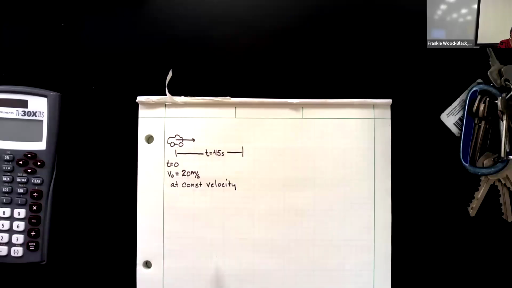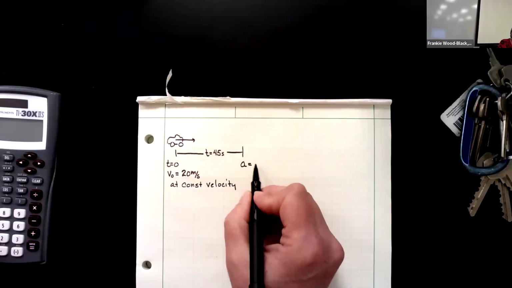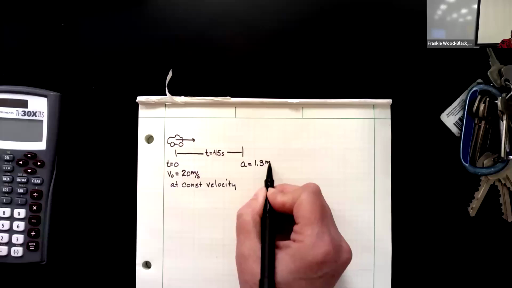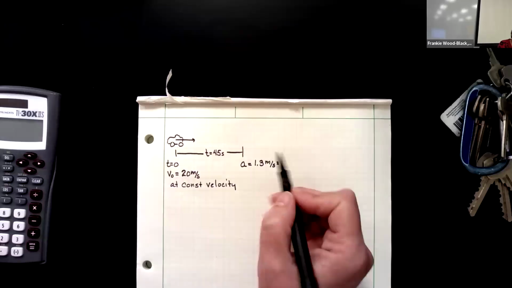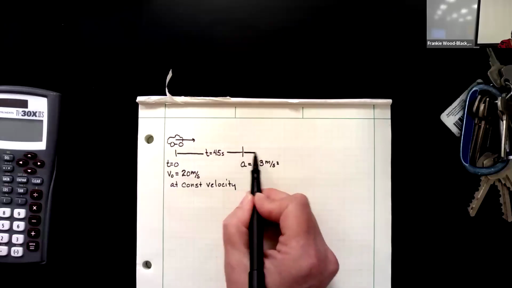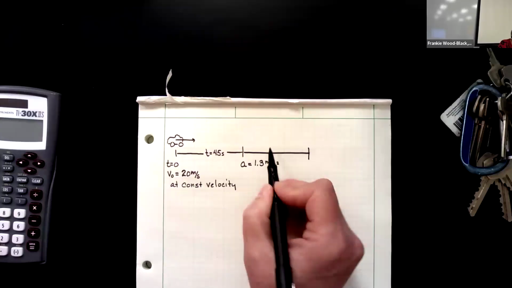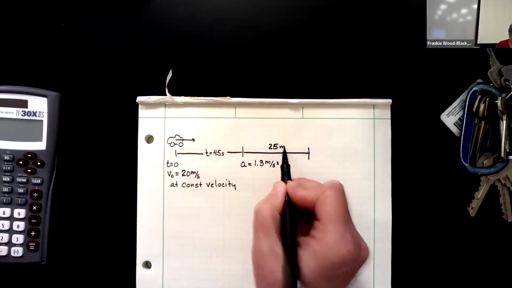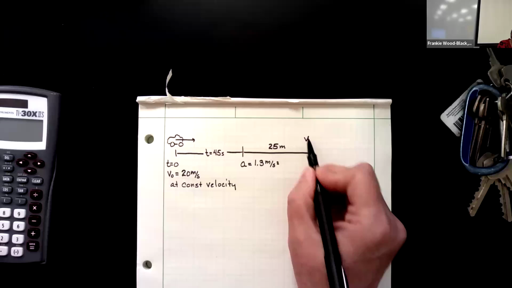At 45 seconds, the car is going to accelerate 1.3 meters per second squared so that it can pass another car. And it's going to travel 25 meters at that acceleration. It's going to be at a new velocity.